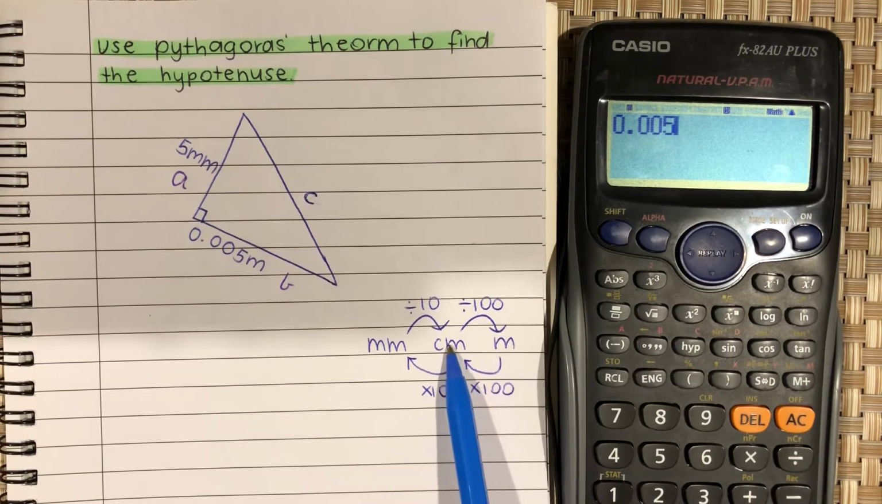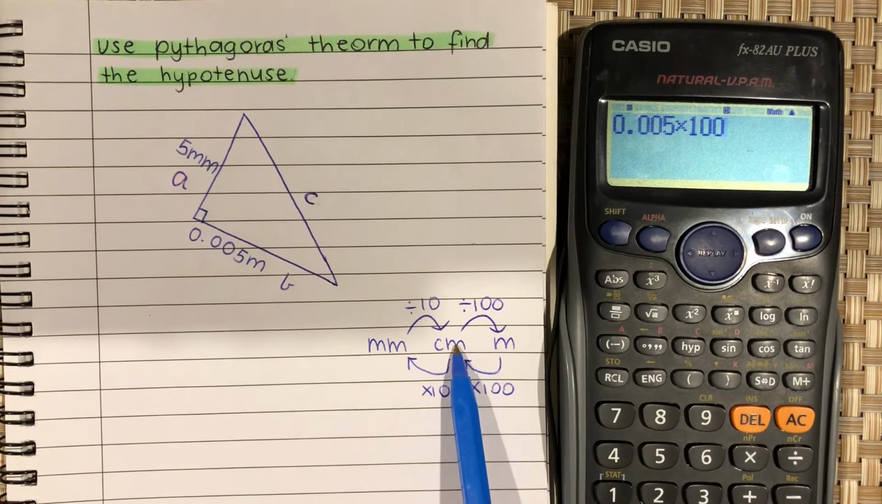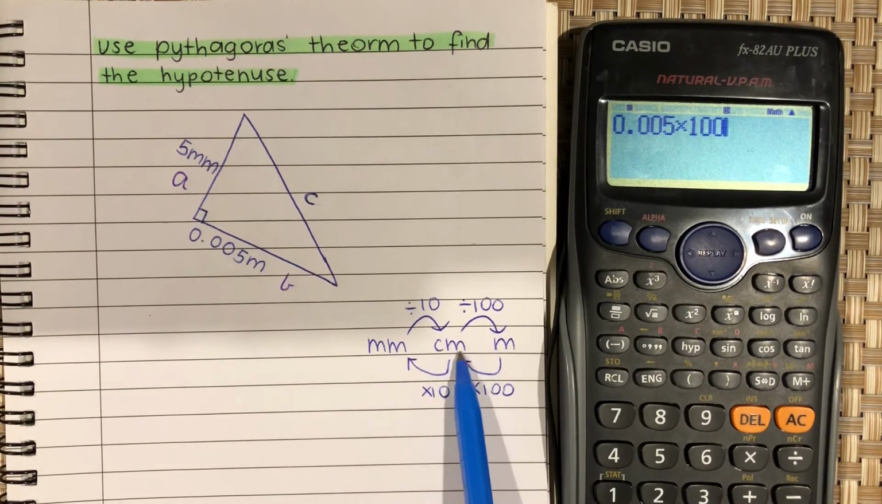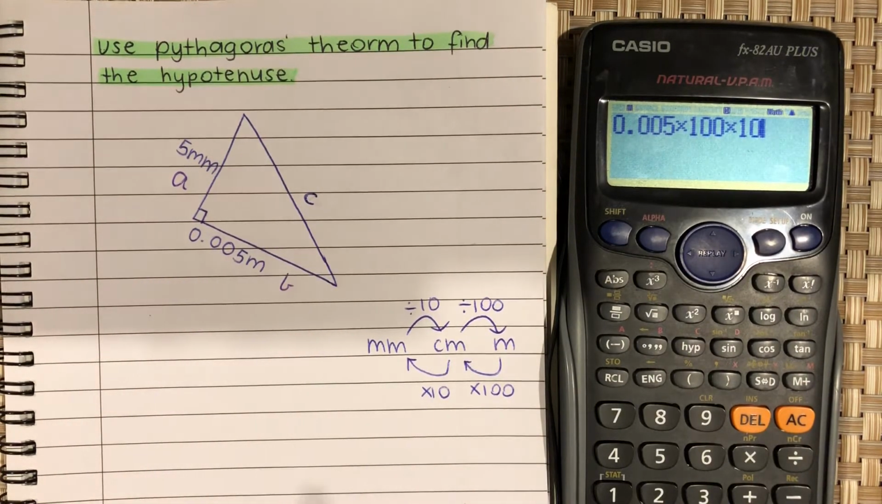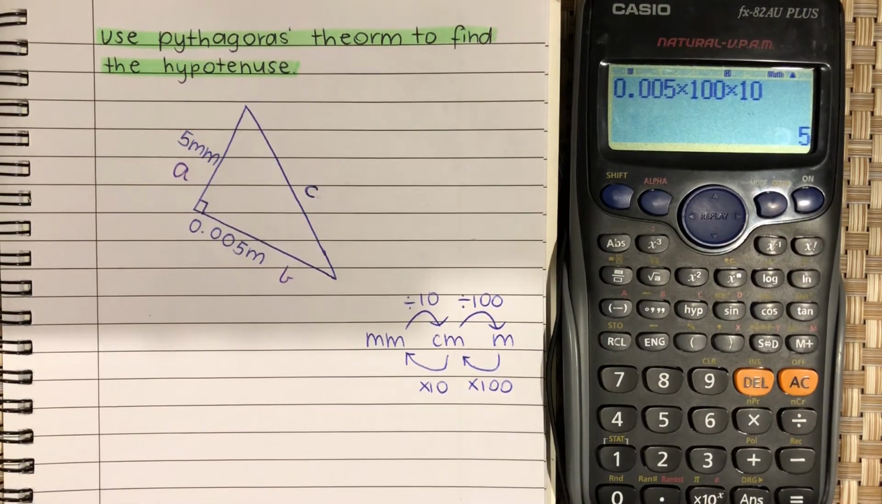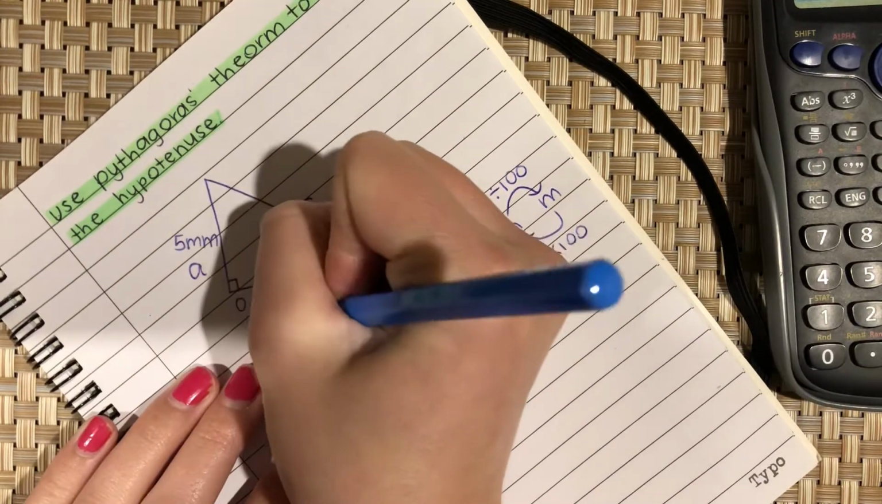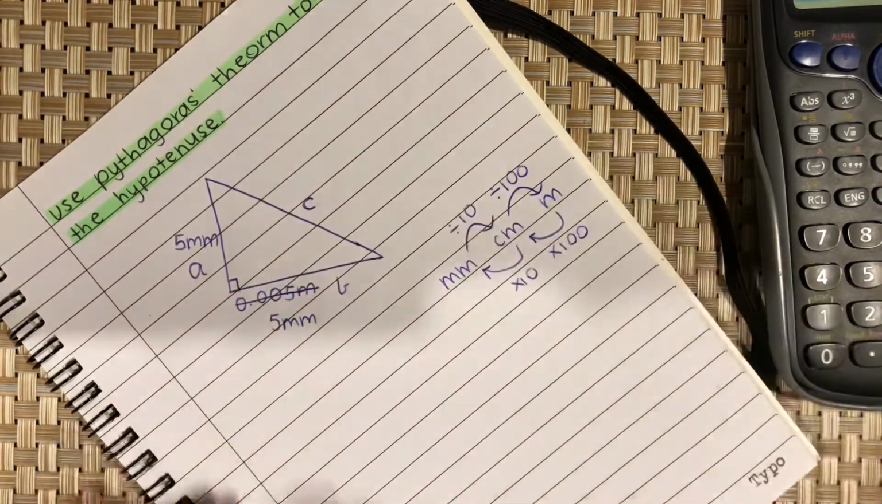So meters to centimeters is times 100. So times 100. And now we're at centimeters. To get from centimeters to millimeters, you then need to times by another 10. So times by 10. And your answer is 5. So this is actually 5 millimeters as well. So I'm just going to turn my page again and change this to 5 millimeters. And I'm ready to substitute.